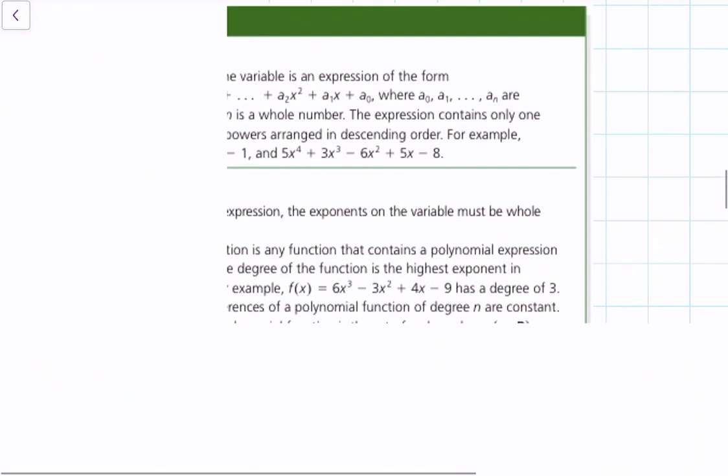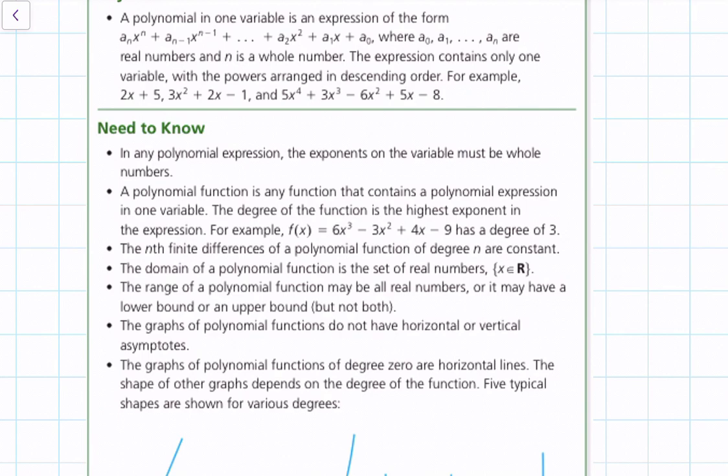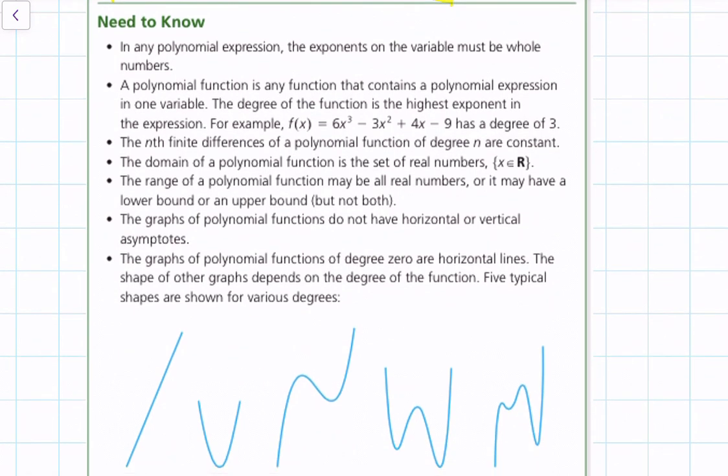Okay, so now that we have that, let's look at a summary in more detail. So again, we have the definition here, and we also have multiple examples which I want to look at. So we can have, say, a linear function, that would be polynomial. We can have a quadratic, that could be polynomial. We can have a quartic function, to the power of 4. This would also count as polynomial. Now, the other thing we need to know is that in any polynomial expression, the exponents on the variable must be whole numbers, as we said before.